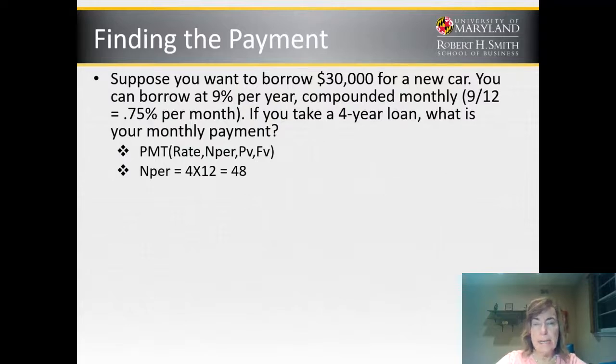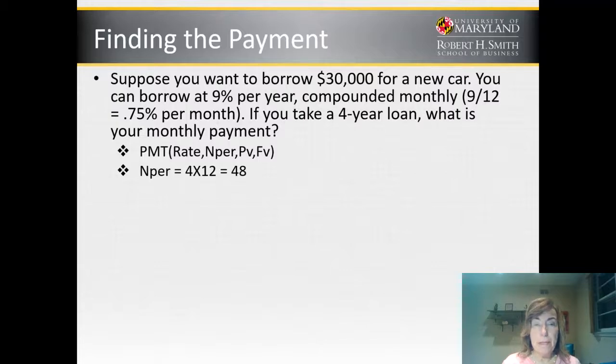Let's go looking at where you want to find the value of a payment. Suppose you want to borrow $30,000 for a new car, and suppose the rate is at 9% a year, not where rates are now, but it's compounded monthly. 9% a year works out to be 0.75% a month.